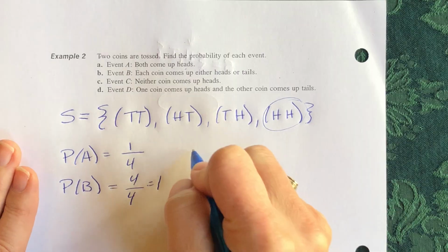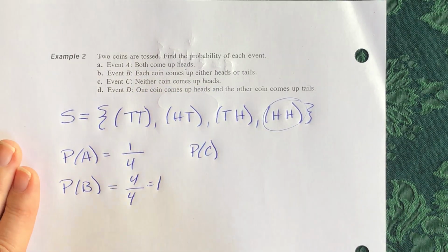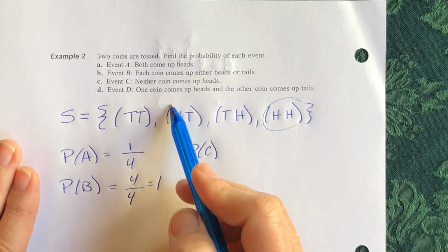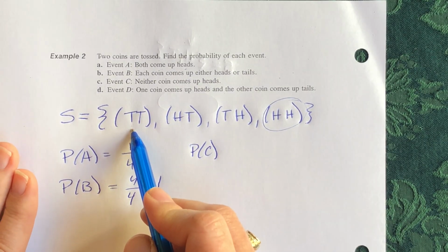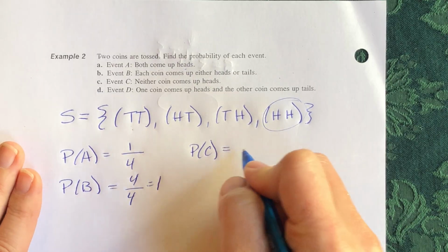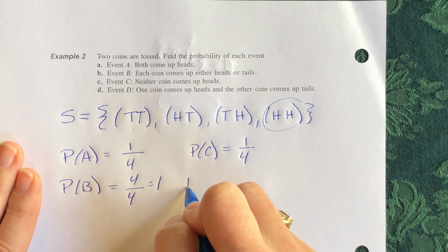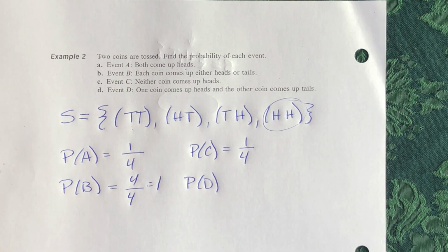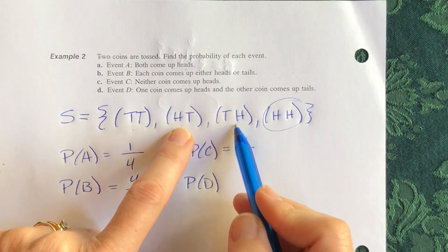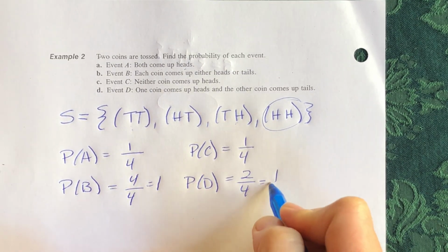Probability of event C. Neither coin comes up heads. So I only have one way I can do that, right? That would be tails, tails. So that would be 1 out of 4. And event D, one coin comes up heads and the other one comes up tails. I only have 2 ways that could happen. So it's 2 divided by 4, which would be 1/2.